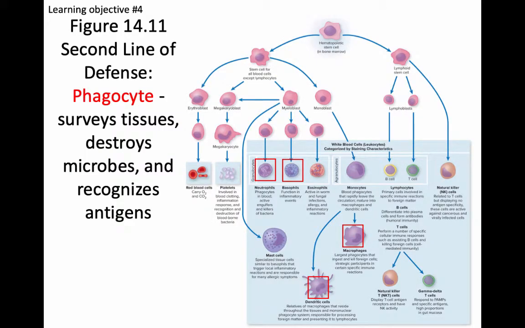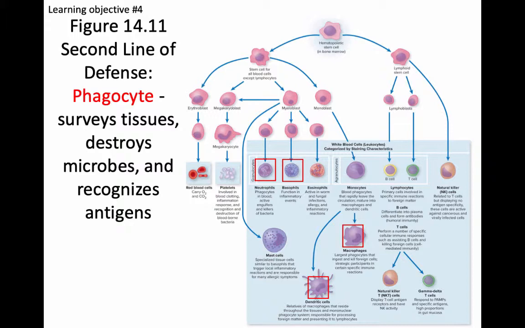One of the main players of the second line of defense, so these will be an early responder cell if a microbe gets into the host, are the phagocytes. So the phagocytes are charged with surveying the tissues, destroying microbes, and recognizing antigens, which is this term to mean any foreign molecule that initiates an immune response.